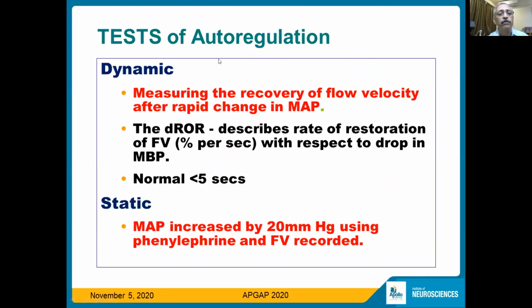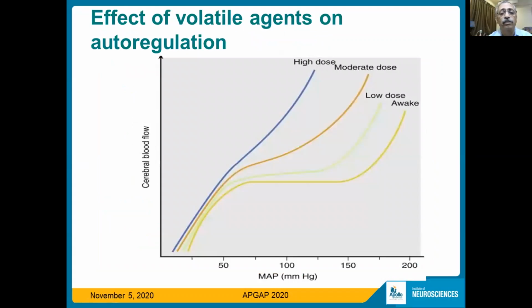There are certain tests of autoregulation. I'll not go into details of it. What is important here is when we do the transcranial Doppler flow velocities, which is the indirect estimate of the cerebral blood flow, when the flow velocities come back to normal within 5 seconds, that means the autoregulation is intact. If it is 5 to 10 seconds, it is impaired. Whereas if it's more than 15 seconds, that means it's lost.